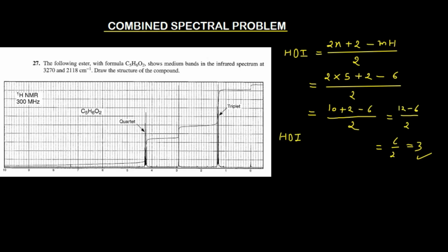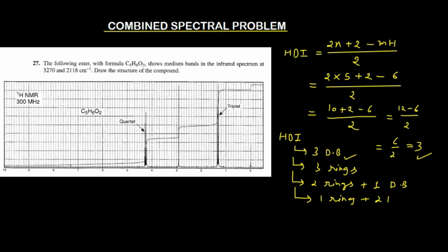So if you are having 3, that means your molecule may have 3 double bonds, right? It may have 3 rings, okay? It may have 2 rings plus 1 double bond, okay? It may have 1 ring plus 2 double bonds. It may have 1 double bond plus 1 triple bond. I am writing TB for the triple bond, right? These are a few of the possibilities, okay?